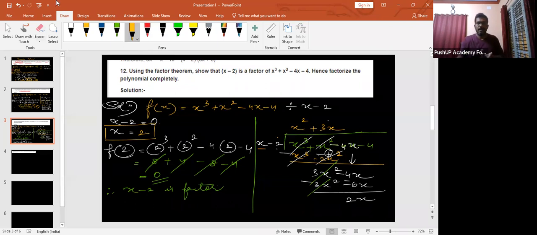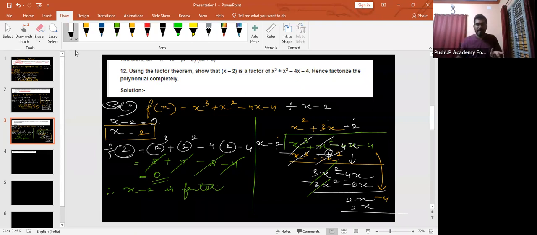Okay. Now, let's bring minus 4 down. Now, children, we have to solve this 2x. How? We have to multiply this x with some value so that it is equal to 2x. Very simple to answer. You multiply x with 2 so that you get 2x here.